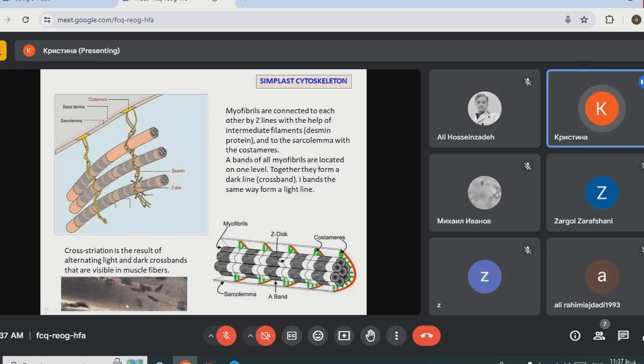So the cross striation, which is seen in light microscopy, is the result of alternating light and dark cross bands, which are the result of very highly organized location of myofibrils inside the muscle fiber. Every light I band is attached together in adjacent myofibrils, and dark bands also are attached together in adjacent myofibrils. One A band below the second one and below the third one.